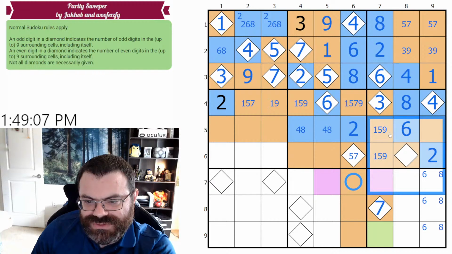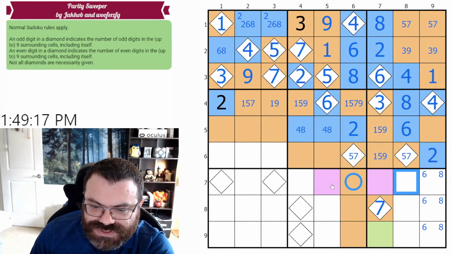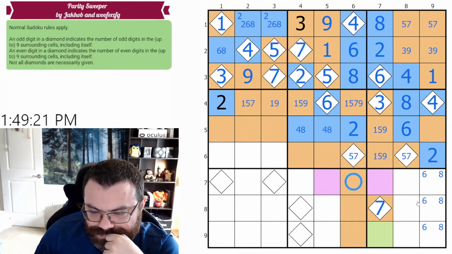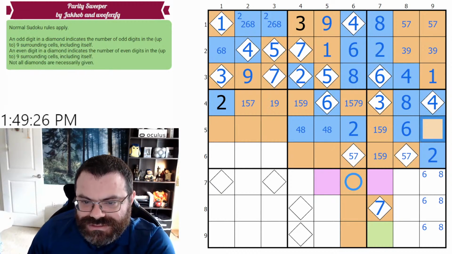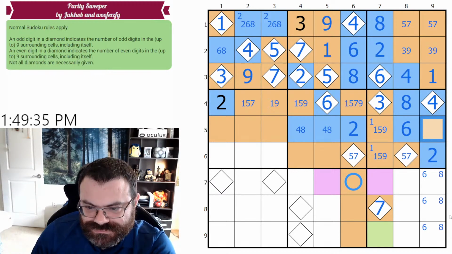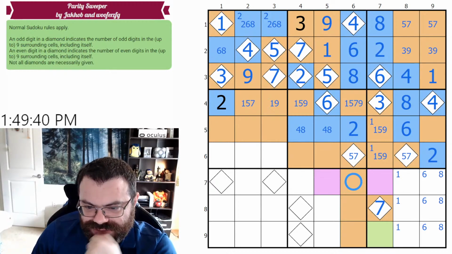It already sees 1, 2, 3, 4. So this has 5 or 7. These were all odd. This would also be odd. These would all be even. These would be even. There's a 1 in one of these. Actually, there's a 1 here as well.